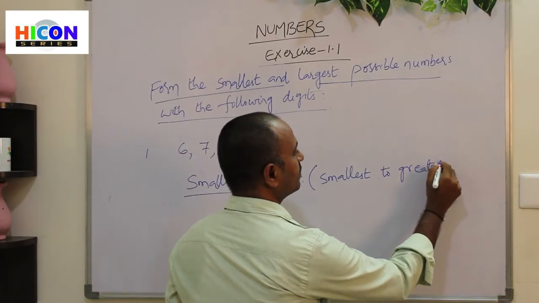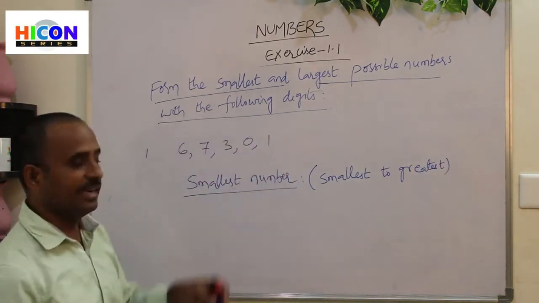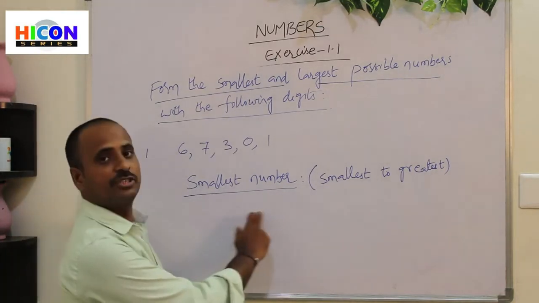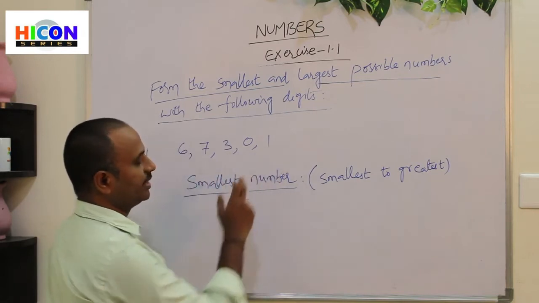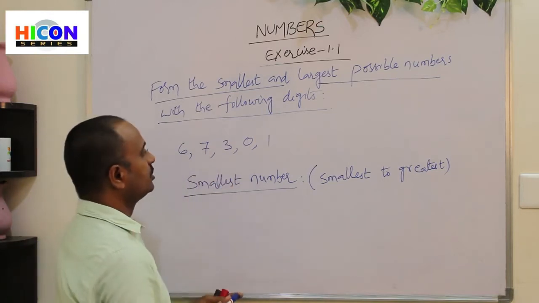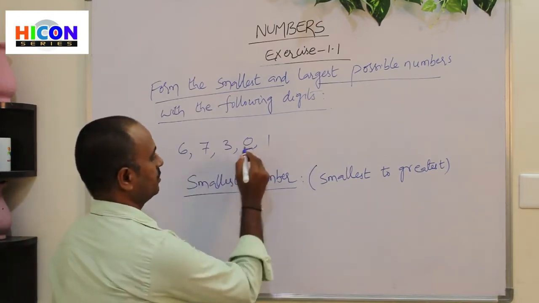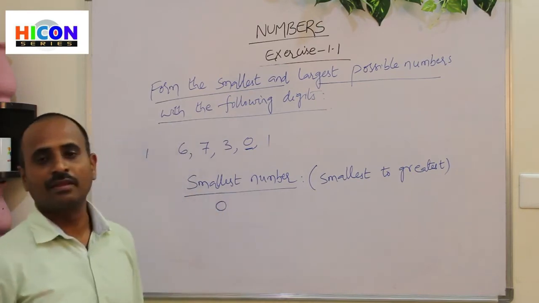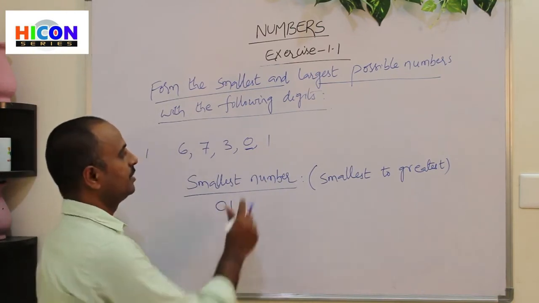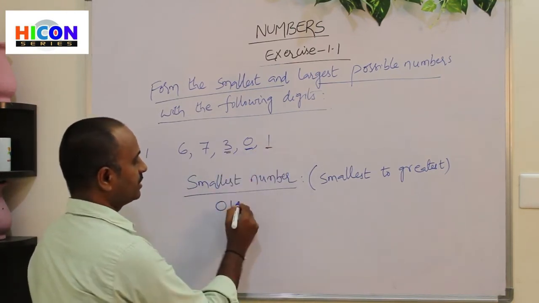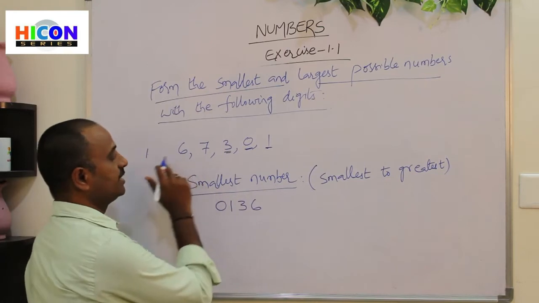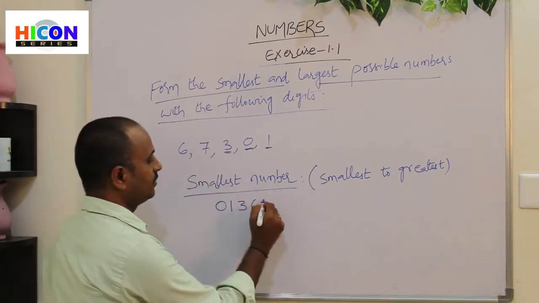Now arrange the given digits in ascending order, that means from smallest to greatest digit. Among these 5 digits, which digit is the smallest? 0 is the smallest digit. Next after 0, which one is the smallest? 1. After 1, which one is the smallest? 3. After 3, which one is the smallest? 6.